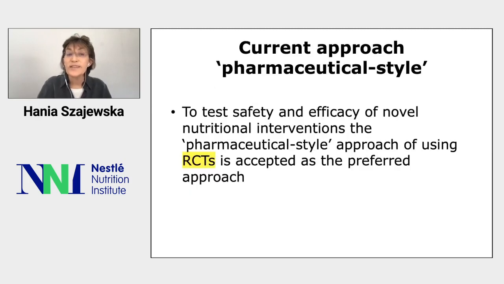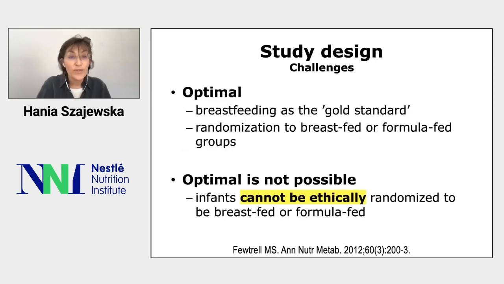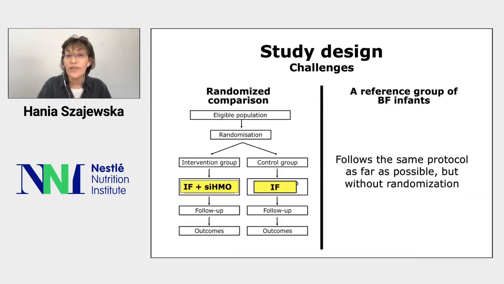The current approach to test safety and efficacy of novel nutritional interventions, including the addition of structures identical to HMOs, is a pharmaceutical-style approach. So RCT is accepted as a preferred approach. What is optimal? Optimal, with breastfeeding as a gold standard, would be randomization to breastfed and formula-fed groups. But this optimal is not possible because we know that infants cannot be ethically randomized to be breastfed or formula-fed.